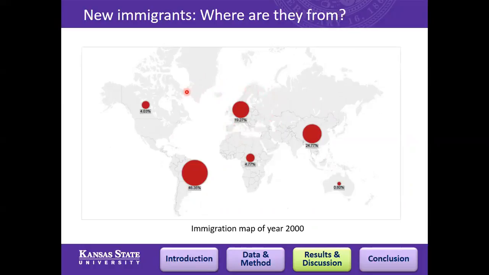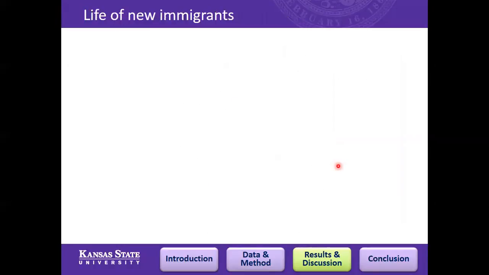There are also smaller sources like North America, mostly we're talking about Canada, and also a little bit people from Africa, and only like 1%, less than 1% of immigrants are from Oceania. So that's interesting. Now we know where they came from.